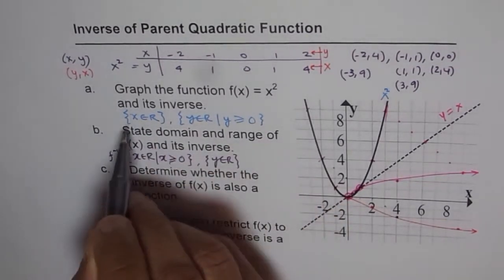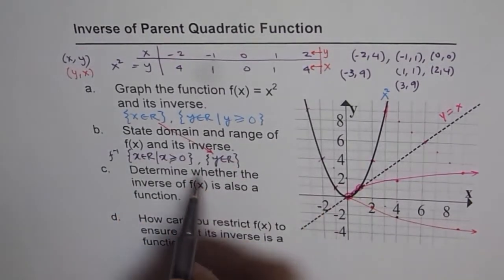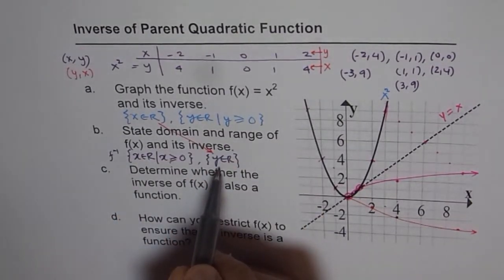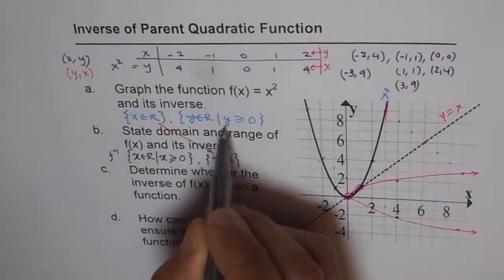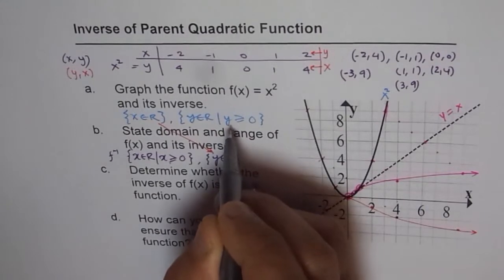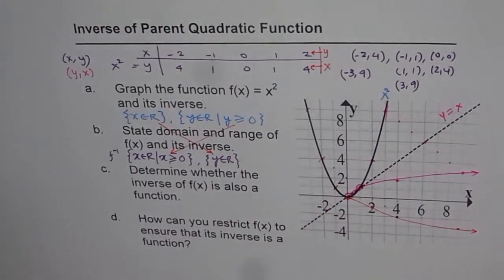So what has happened here is that in the inverse function, they have swapped. Now x belongs to real numbers was the domain. Now that becomes the range. Do you see that? And the range was y belongs to real numbers, but y greater than or equal to 0. But here it has changed to domain. So when we swap to get the inverse of a function, their domain and range also swap.